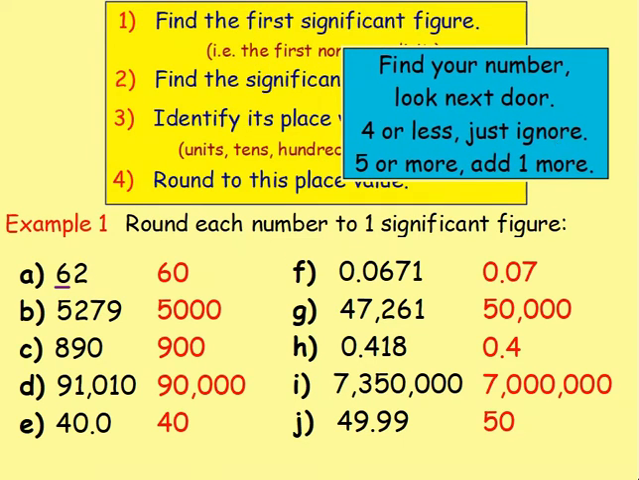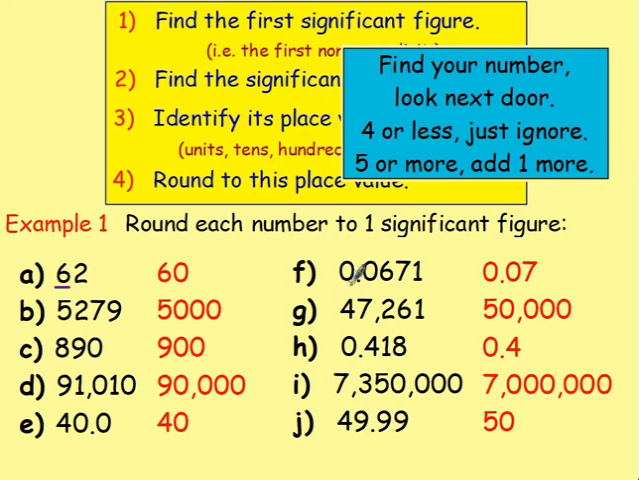This is a rounding poem that I use when I teach rounding. It may help one or two of you, it may not. Use it if you want. But if you round that number to the nearest 10, find your number, look next door, it's 4 or less, you just ignore. So instead of 62, you ignore the 2 and it just stays as 60.